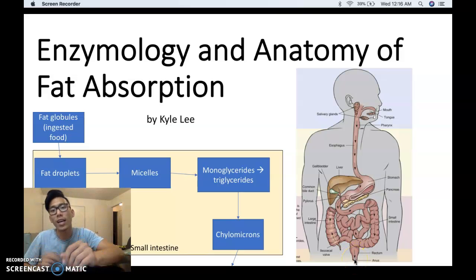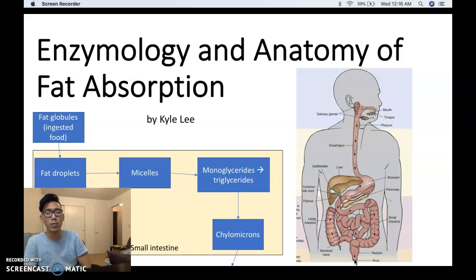Now, on the left-hand side is a flow chart that I created to illustrate fat breakdown, particularly the fat breakdown that we will be talking more specifically about in this presentation. So the ingested food from fat globules will travel down into the stomach and group together as fat droplets. Now we're in the small intestine. Through enzymatic activity and other key components, the fat droplets will turn into micelles.